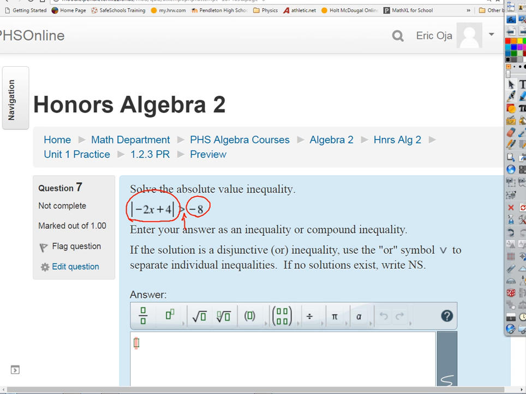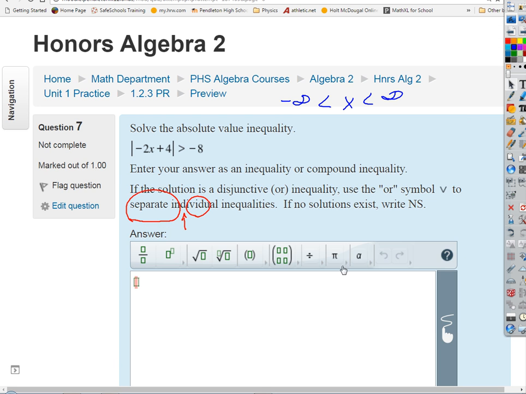Remember, our way of writing that is to say all values of x, we would just say x is greater than negative infinity and less than positive infinity. And that ought to be pretty familiar from all the stuff we did in Module 1. So x is greater than negative infinity, less than positive infinity.